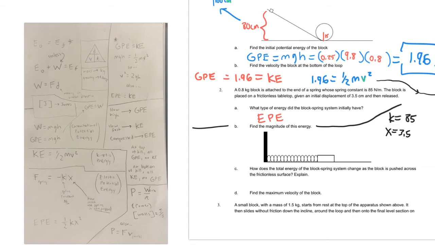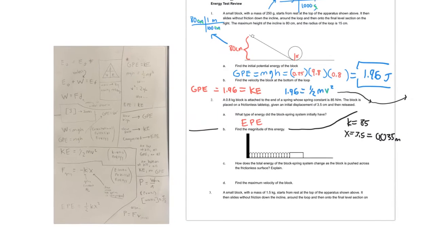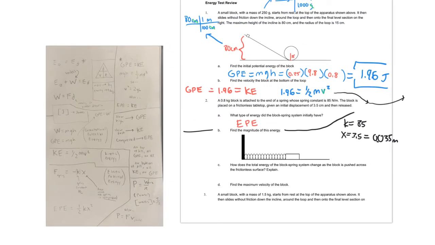But we need to understand that the unit of measurement for displacement that we want to work with is meters, so we will have to convert that to meters, and that's going to be a result of dividing 3.5 by 100, which moves the decimal place over twice to the left. So that's going to be this, okay? 0.035 meters.